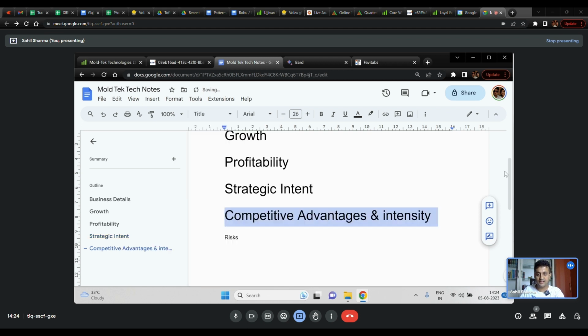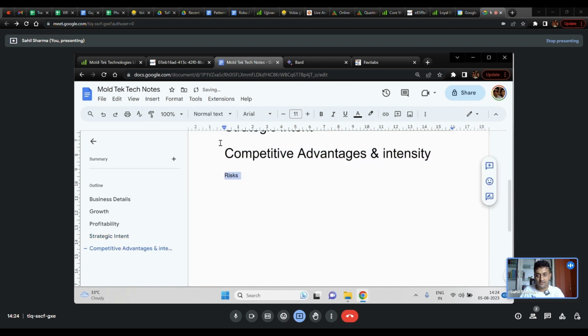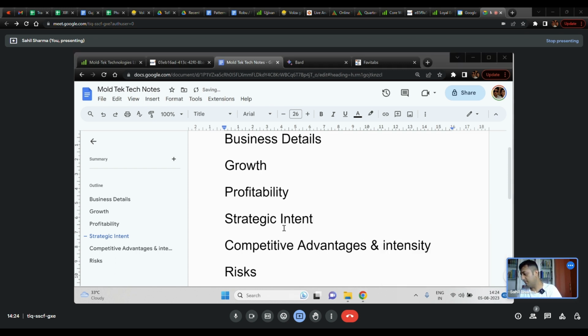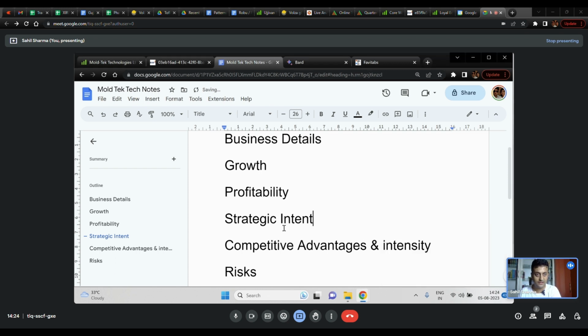Now it's important to understand the details because sometimes they are very intricately tied to the rest of the division of the analysis, for example growth, profitability, strategic intent. So okay, growth is obvious. How will the company grow? Profitability: how will the company become more profitable? Strategic intent is where I try to capture what exactly the management is doing to increase the terminal value of the company.